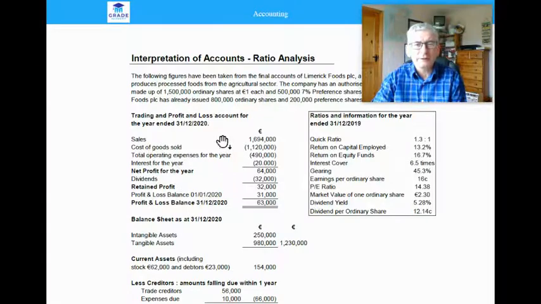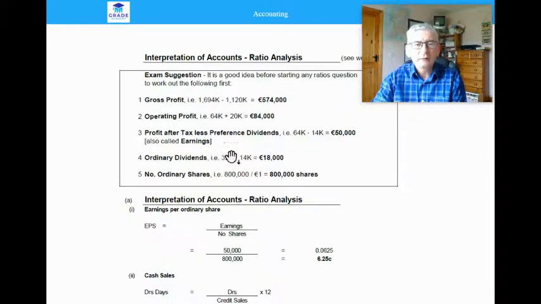Well, the gross profit is your sales less your cost of sales, which is 1.694 million minus 1,120,000, and that gives you 574,000 euro. Now, when I'm doing workings, I often use K to shorten the thousands. I don't have to be writing out the 3 zeros. I only do this in workings, by the way.